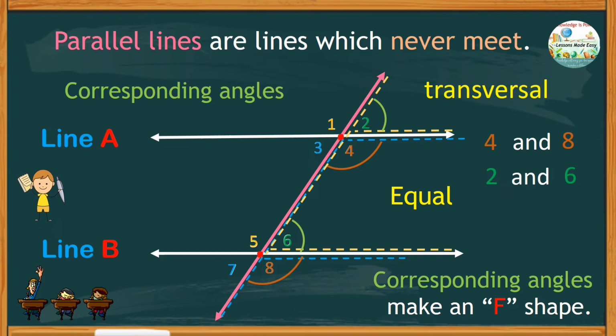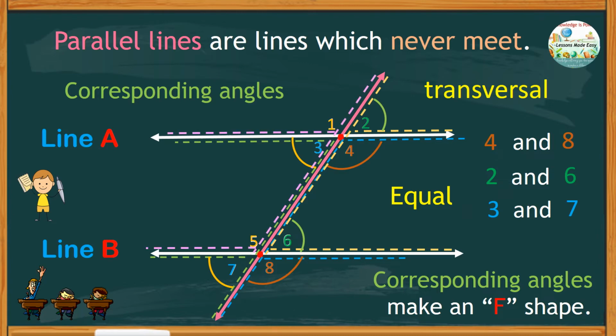Let's move on to the other side of the transversal. Can you find another F shape? Here is another one, facing to the left, where you can find another pair, angles 3 and 7, and lastly, an inverted F on the same side of the transversal consists of angles 1 and 5. So altogether, there are 4 pairs of corresponding angles.